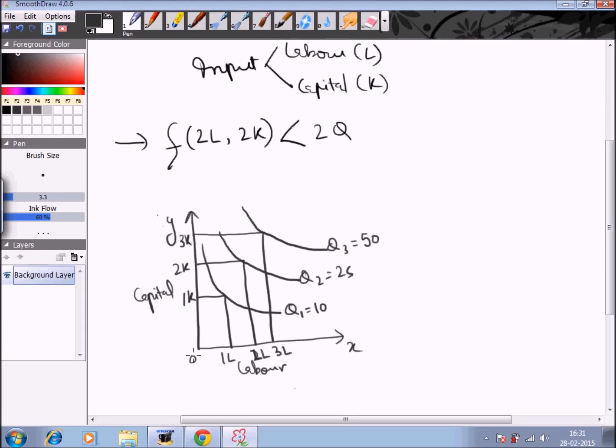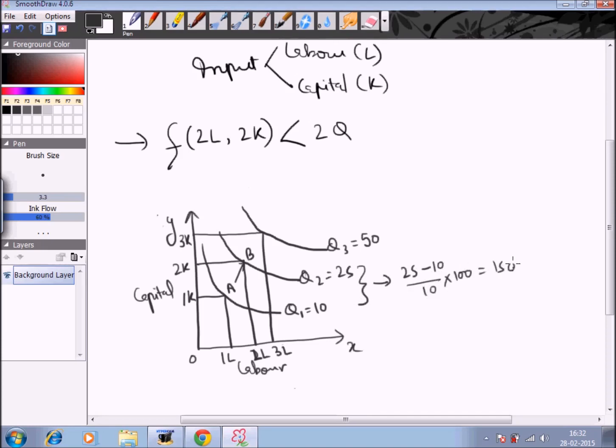So here we can see very clearly that as I move from point A to B, I am doubling the use of labor and doubling the use of capital, but the quantity I get is more than doubled. That is, I am increasing the labor and capital by 100%, but the quantity which I get is increased by 150%. Now, how can we calculate this? It's very simple. It's final quantity minus initial quantity upon initial quantity into 100.